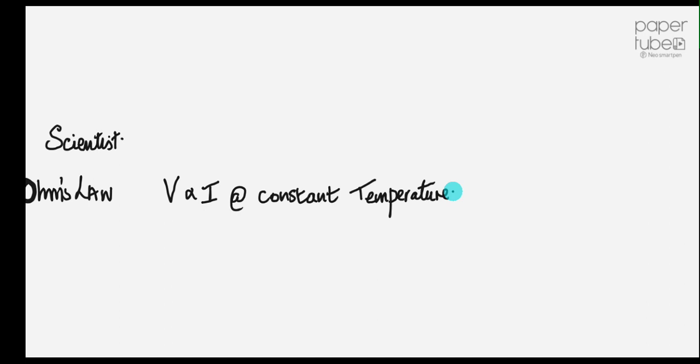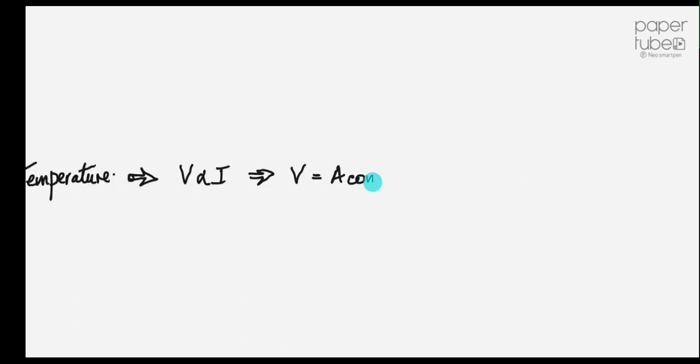So let's follow the blue spot yet again. The voltage is proportional to the current at a constant temperature, and if V is proportional to I, then what you can say is that V is equal to a constant times I, and this constant is known as the resistance.